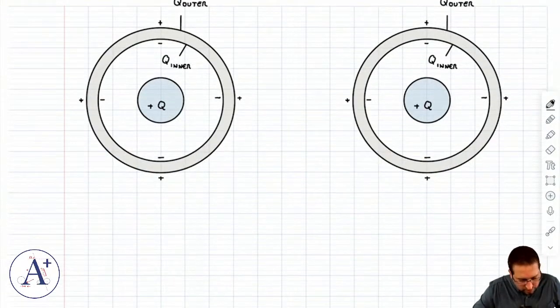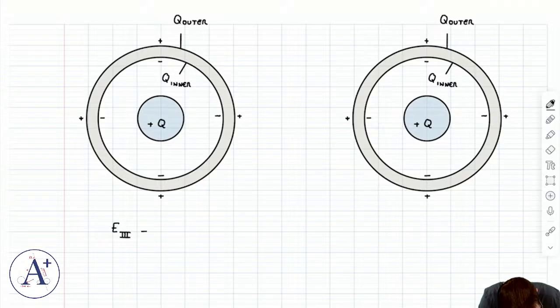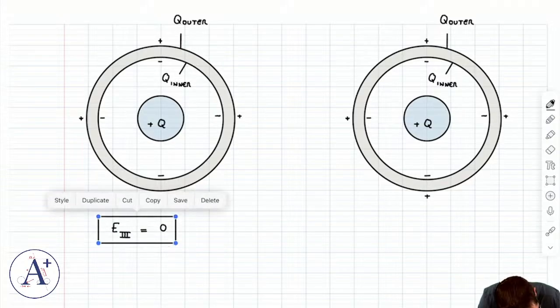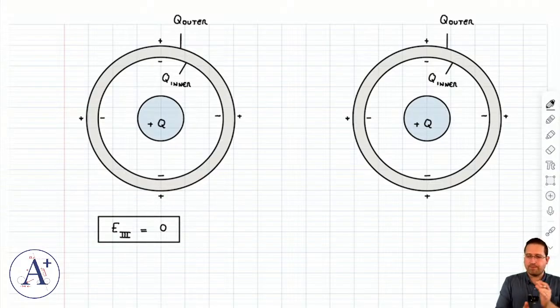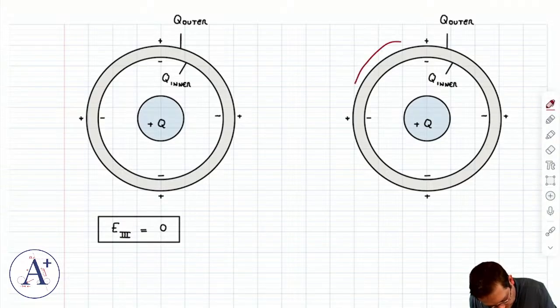Okay, moving on. This piece is easy. E3, I'm not even going to bother. We already know the answer because we used it in the first question. E3 is 0. E is 0 in conducting material in electrostatic equilibrium. That one's easy. And then finally, region 4. Region 4 isn't too bad.